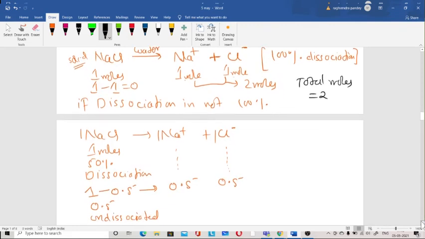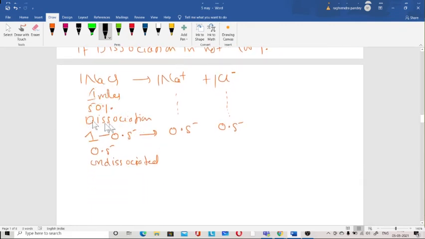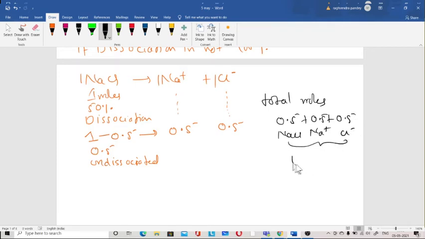Now in this second example only 50% is dissociating. So 0.5 moles is solid, which has not dissociated, plus 0.5 moles of sodium ion and 0.5 moles of chloride ion. So total moles here are 0.5 of NaCl plus 0.5 moles of Na ion plus 0.5 moles of chloride ion. That is your 1.5 moles. So here total moles are 1.5.